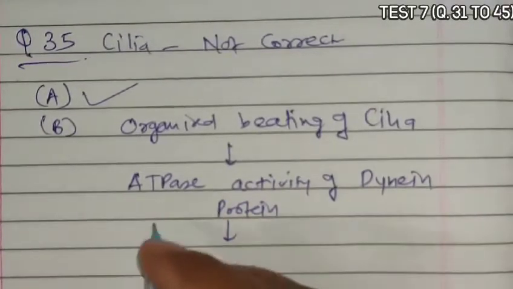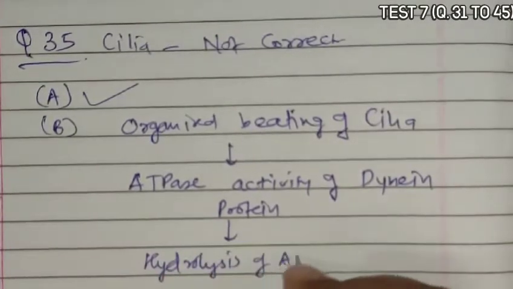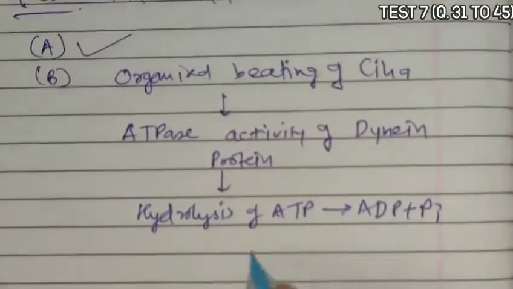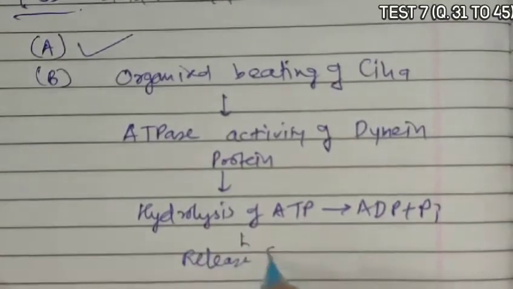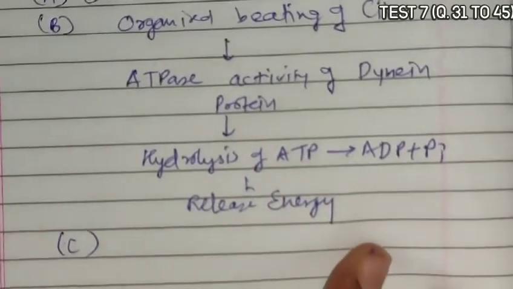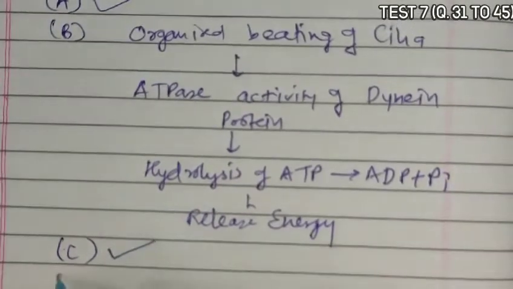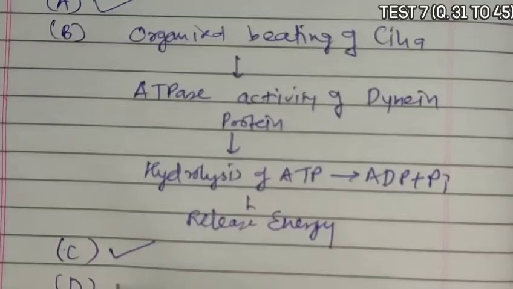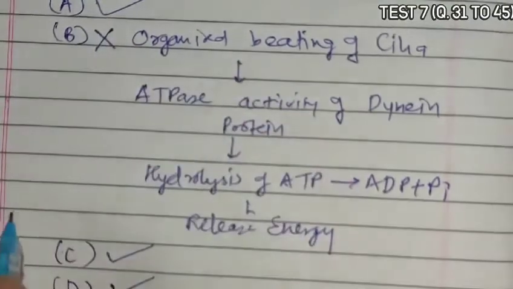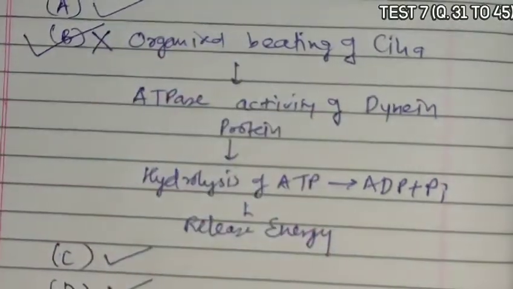Now, hydrolysis of ATP occurs into the ADP and inorganic phosphate, which release energy. That energy is used for organized beating. Now C is given as cilia are hair-like cellular appendages. Correct. D is given as microtubule of cilia are composed of tubulin. Yes, they are made up of non-contractile protein, that is tubulin. So B is incorrect, as it is not controlled by the fluxes of calcium across the membrane. So B is the correct answer.